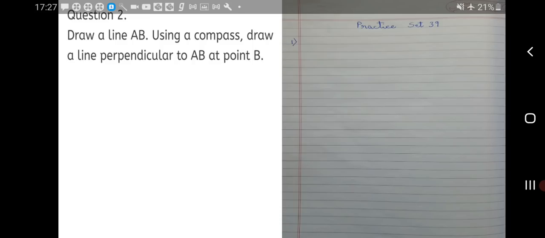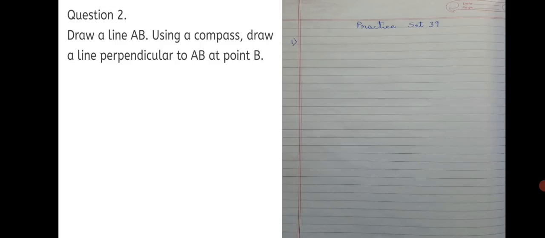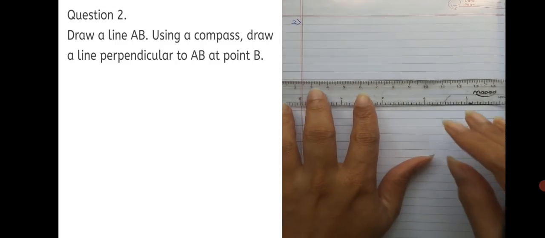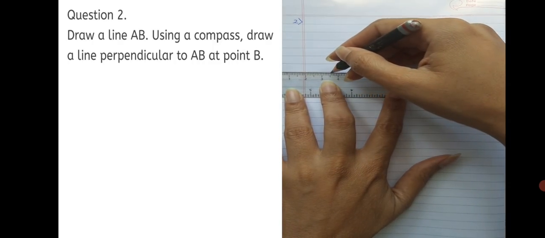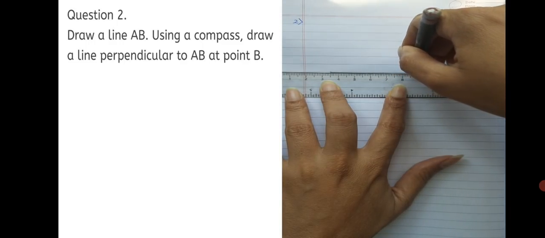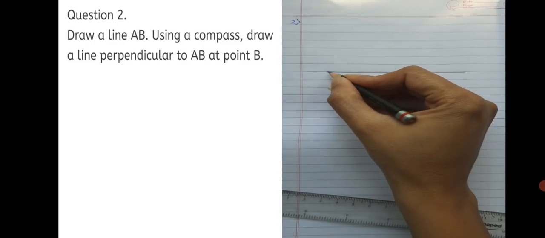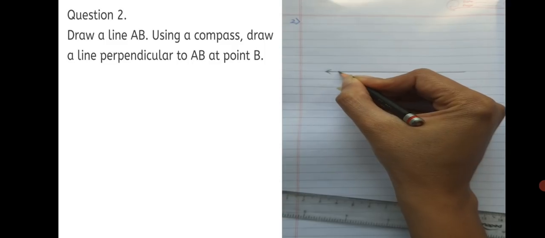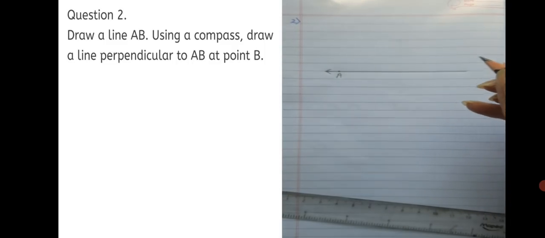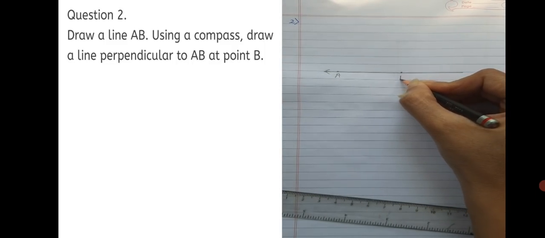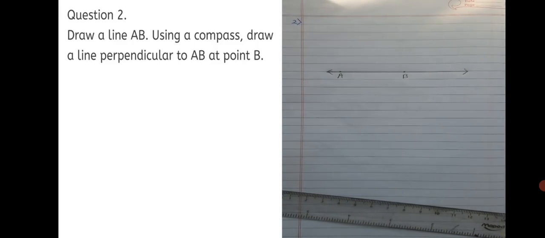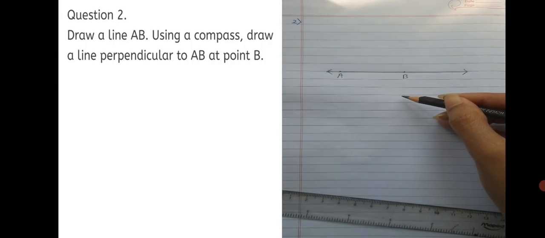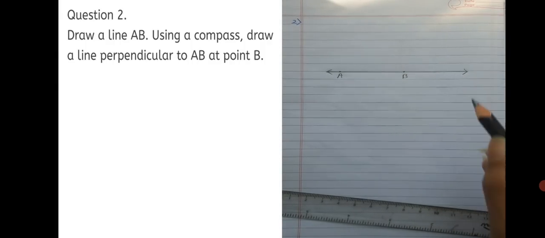Question number 2. Draw a line AB using a compass. Draw a line perpendicular to AB at point B. So first we draw a line AB. Now we have to draw perpendicular at B itself. So B we have to take somewhere in the middle, not at the end. So first we will draw a line AB where B is somewhere in the center, and we will extend the line further so that we can draw our arcs properly, because we are going to use a compass.